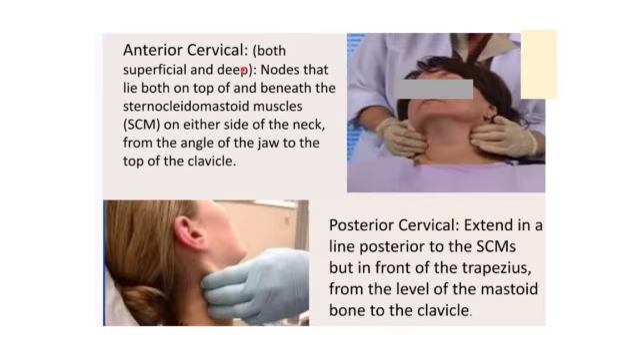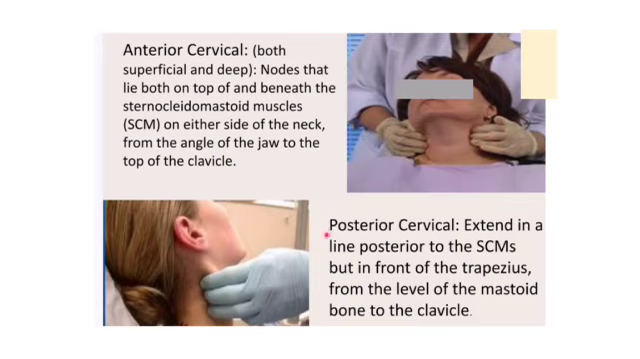Next is anterior cervical node examination. Both superficial and deep nodes are examined. So these nodes lie both on the top and beneath the sternocleidomastoid muscle on either side of the neck from angle of the jaw to the top of clavicle. So this is how you need to examine for the anterior cervical nodes.